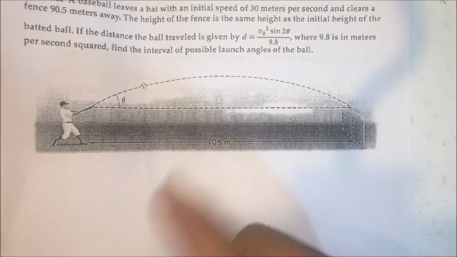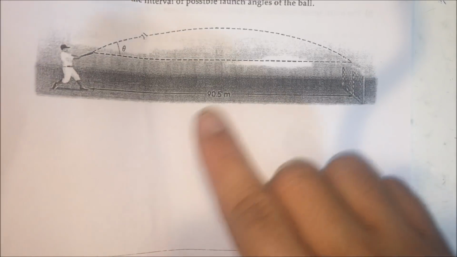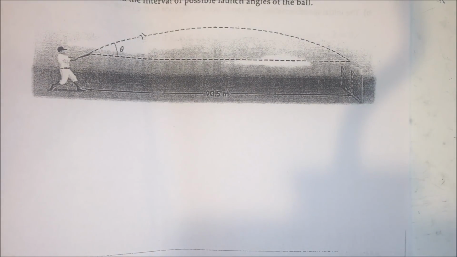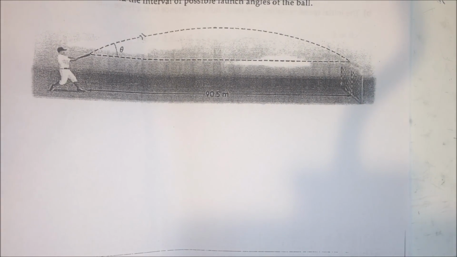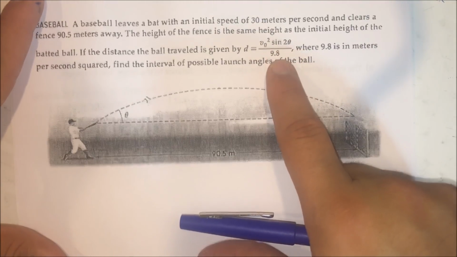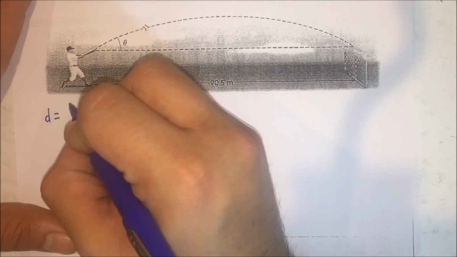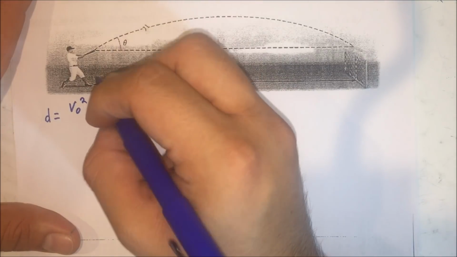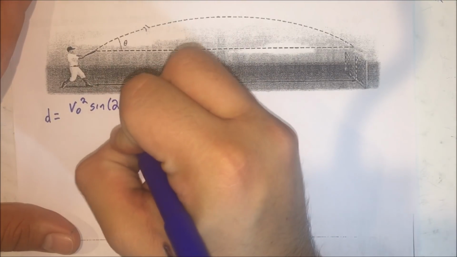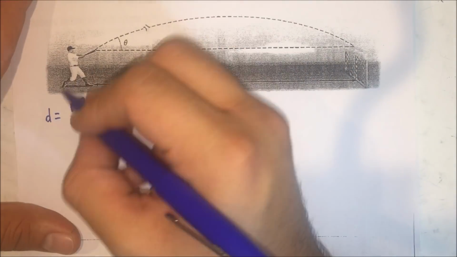So we don't want either one of those situations. What we want to do here is see at what angles he can hit that ball at that speed so that it's a home run. So let's go ahead and look through this. All we're doing is using the formula they give us, which tells us that the distance we hit the ball is equal to v0 squared sine of 2 theta all over 9.8.